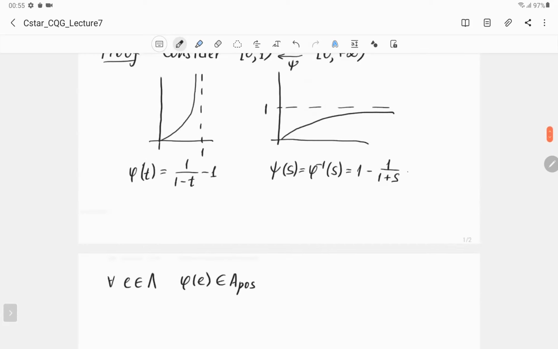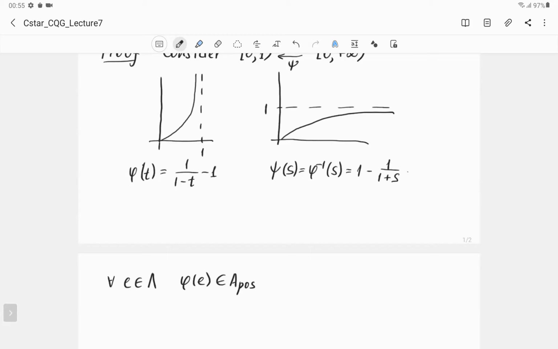Simply because phi is a non-negative function. So this is one of the properties of the functional calculus. If we apply a non-negative function to a normal element, then we get a positive element. So this is a positive element.